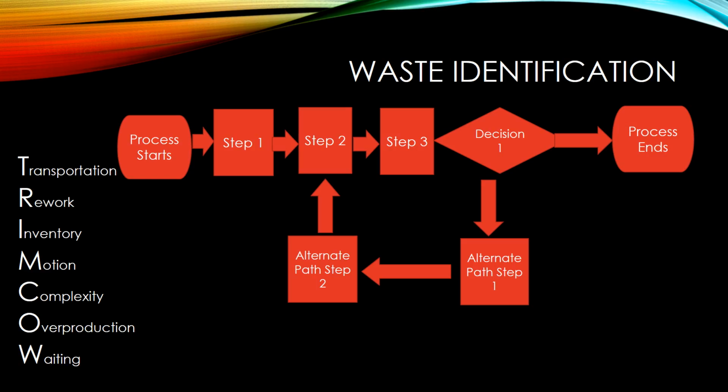We'll also do some work on identifying waste. We will use an acronym called TRIM COW, which is just a nice way to help remember transportation, rework, inventory, motion, complexity, overproduction, and waiting. We're going to spend more time on this in the workshop, talking about how to identify different types of waste that ultimately make the product more expensive for the customer, make the product slower getting to the customer, or make the product less desirable in some way.